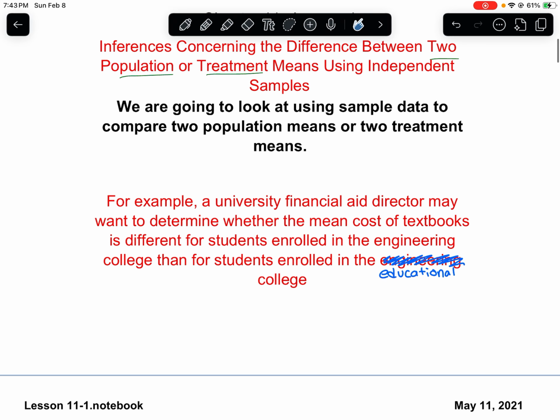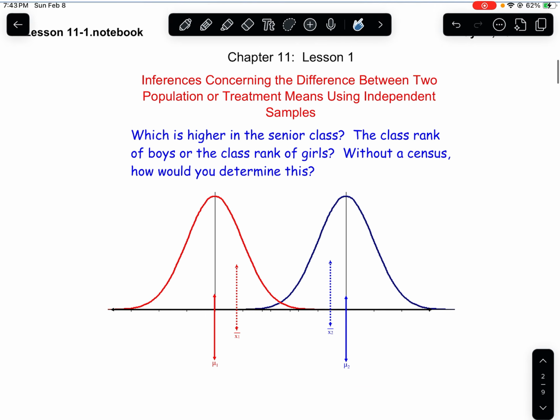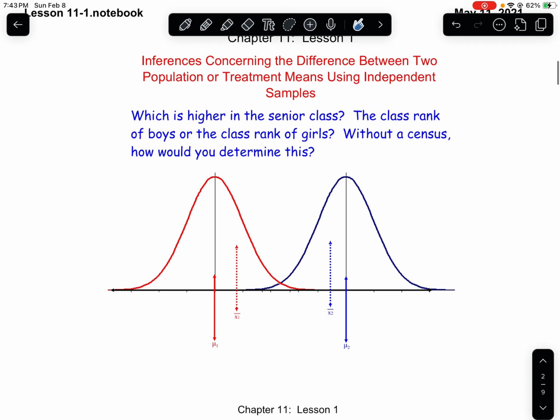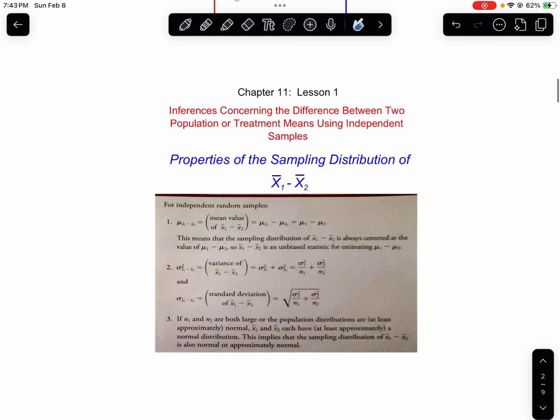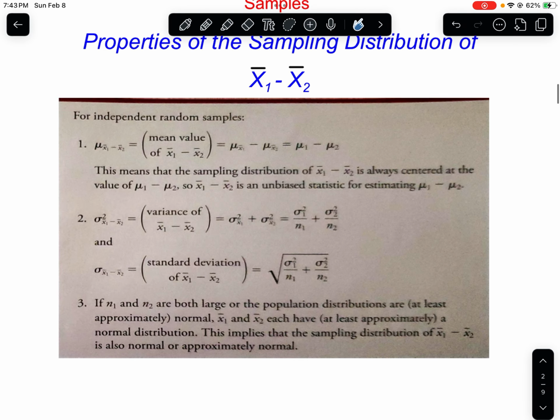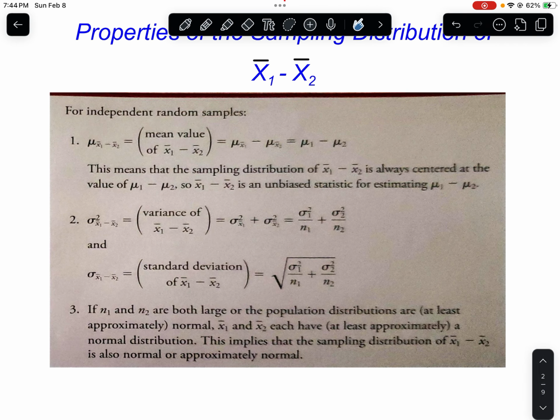So for an example here, we might be looking at sample data for 2 different populations. Maybe we want to look at the mean cost of textbooks for an engineering college versus an educational college, or maybe a science department versus an English department. We might want to try to prove that one's more expensive than the other or not. Or maybe we want to see which class rank is higher, boys versus girls. Maybe we work under the assumption that they're the same, and then we try to prove one is less than or greater than the other. And so the packet that hopefully you have has all of these formulas.